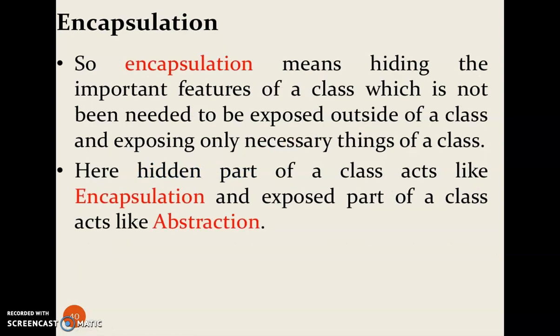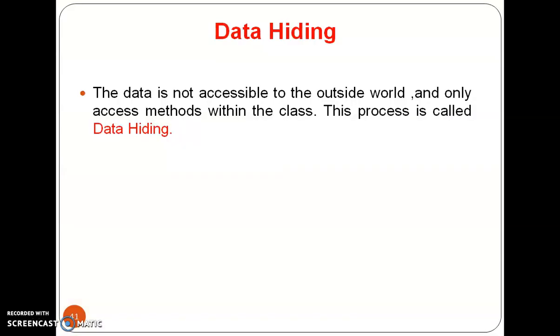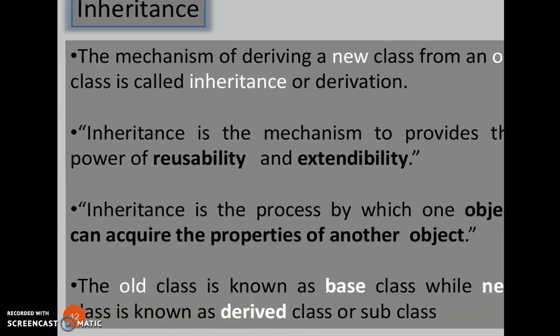So encapsulation means hiding the important features of a class which need not be exposed outside of the class and exposing only those necessary things of a class. That is called encapsulation. So we have two concepts, one is encapsulation and the other abstraction. The hidden part of the class acts like encapsulation, and the exposed part of the class acts like abstraction. What is data hiding? Data is not accessible to the outside world and can only be accessed by methods within the class. This process is called data hiding.